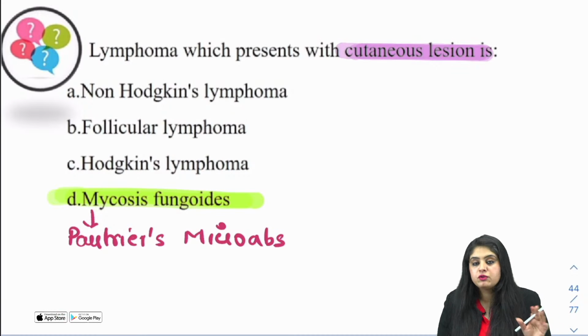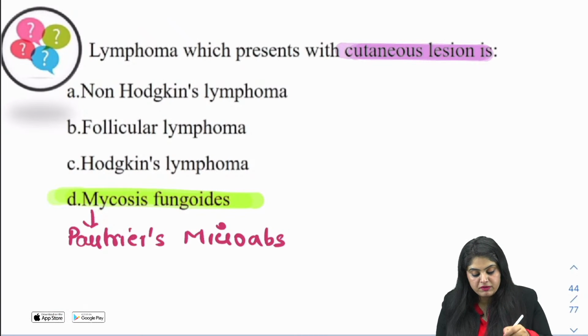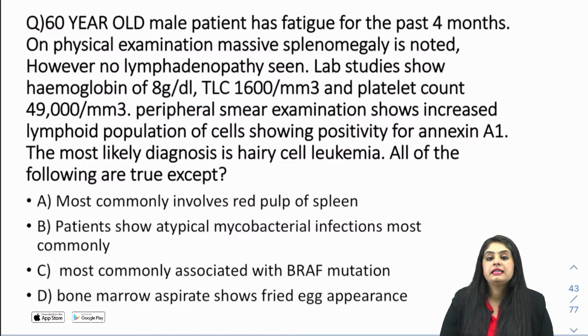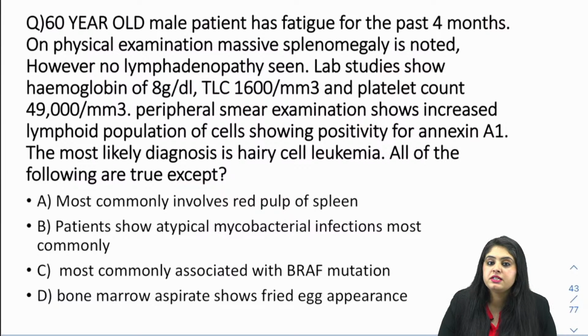Okay, moving on to a lengthy question. We have two lengthy questions coming up your way, so be very cautious with whatever you're going to answer now. Okay, so let's start reading. You have an elderly patient with fatigue. There is massive splenomegaly, lymphadenopathy. Hemoglobin is 8, TLC 1600, platelet count is 49,000. There are cells showing positivity for annexin A1, and such a nice examiner, he's told us the diagnosis of hairy cell leukemia. All of the following are true except. What is your answer to that?